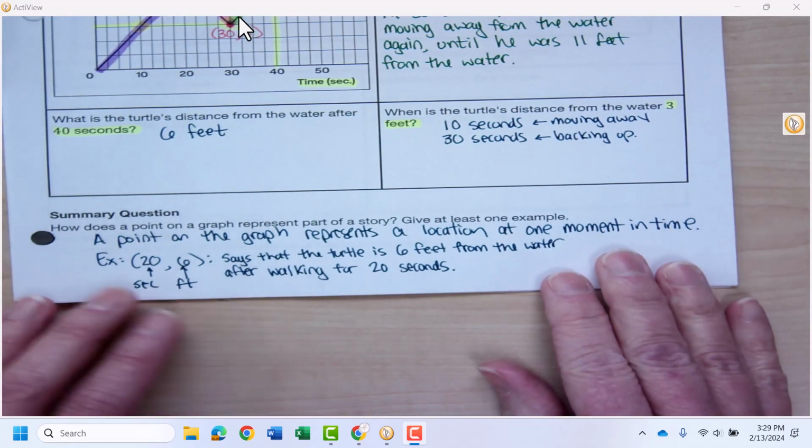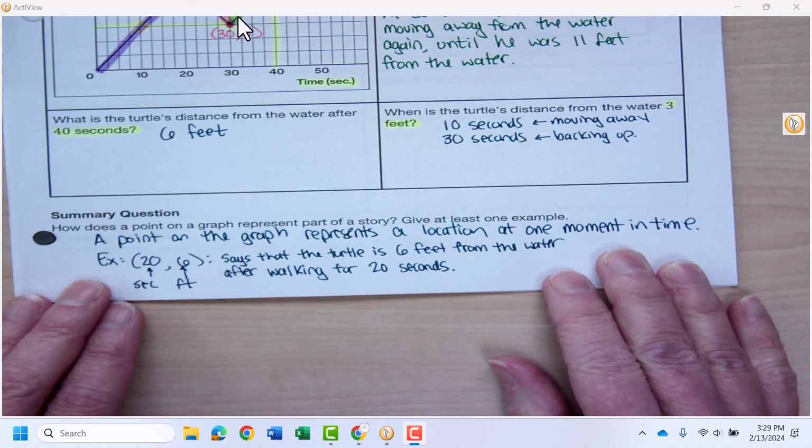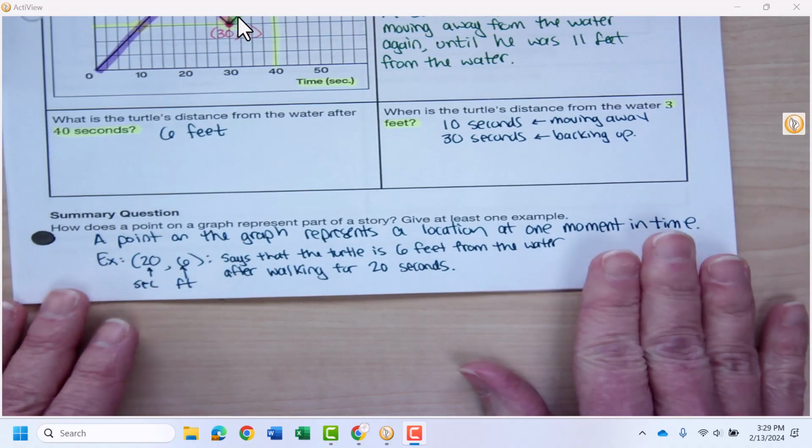So you'll have some homework tonight where you'll do some interpreting of some graphs. Hope you enjoyed the turtle activity.